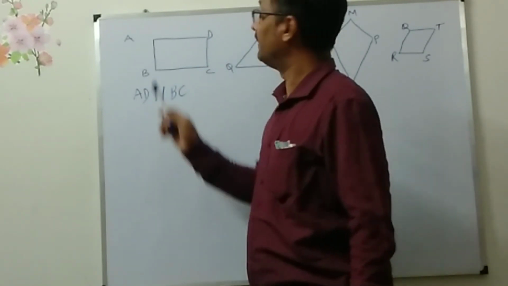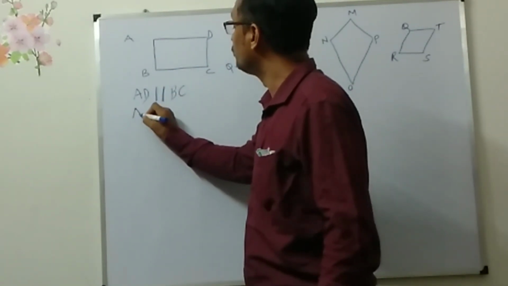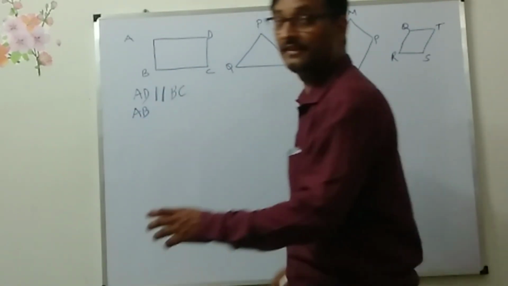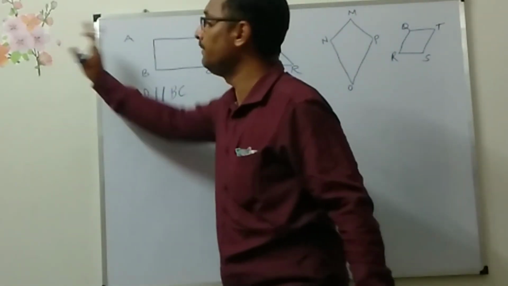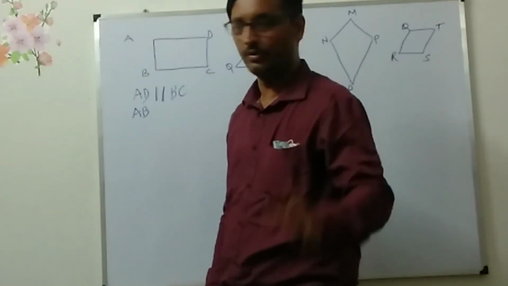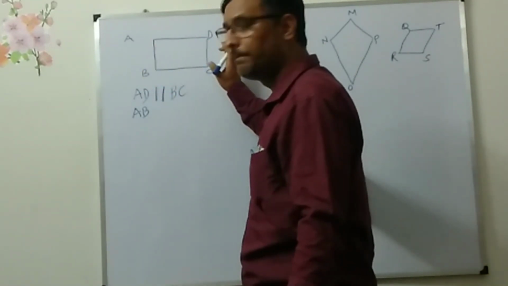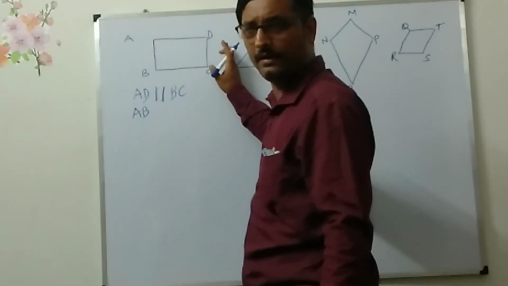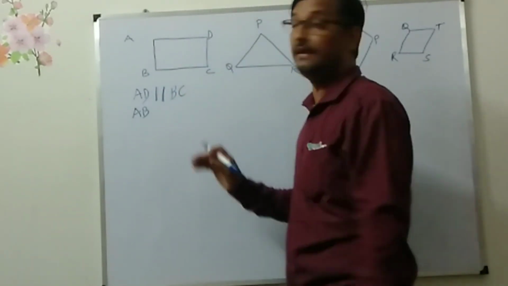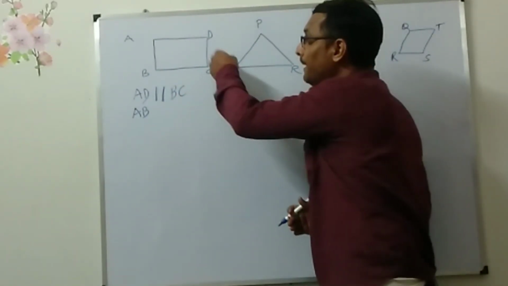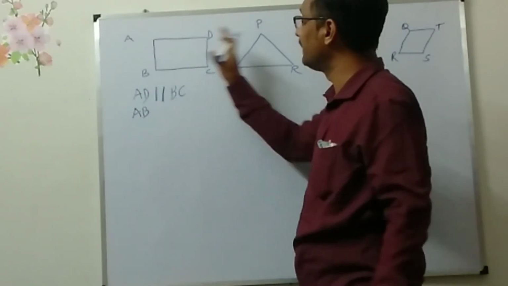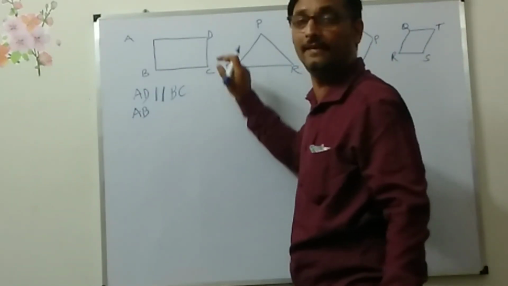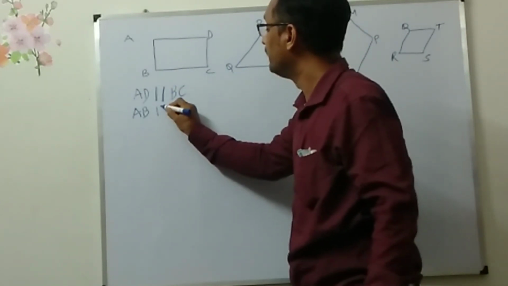And there is another line, AB. You tell me what is the parallel line of AB? Is there any line before AB? No. Is there any line after AB? Yes, DC. Is DC maintaining equal distances with AB? Yes, it is maintaining equal distances. So DC is parallel to AB.